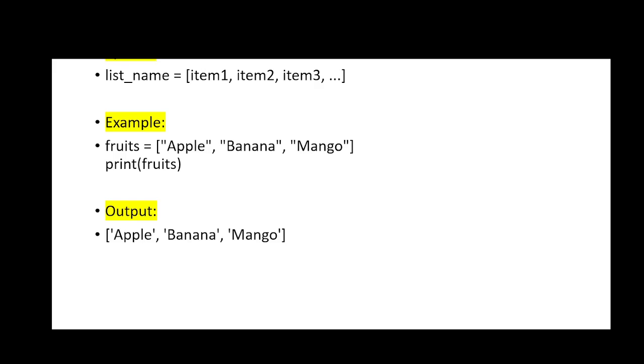The syntax: list name in square brackets, item 1, item 2, item 3. The example: fruits is equal to apple, banana, mango. They are in double quotes or single quotes. When we write some words in single quotes or double quotes, it is known as a string. Print fruits, the output is apple, banana, mango.